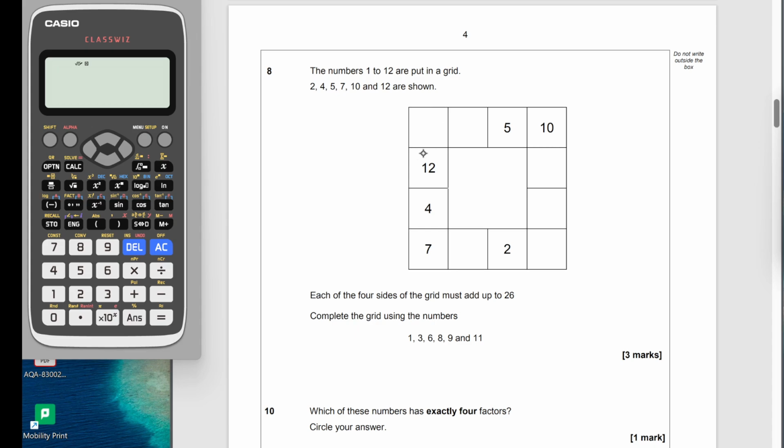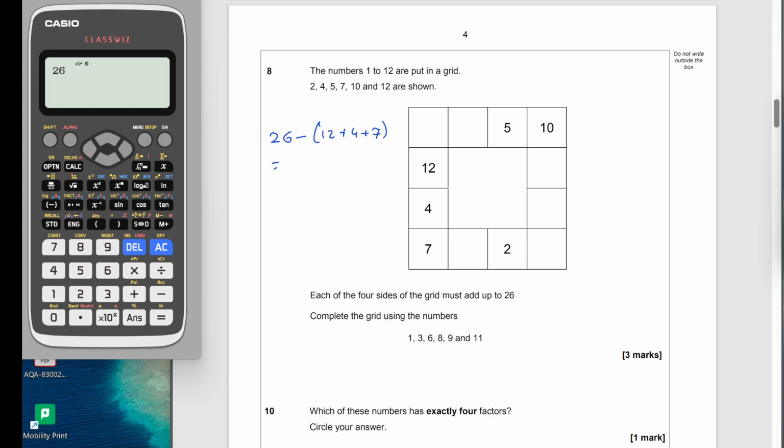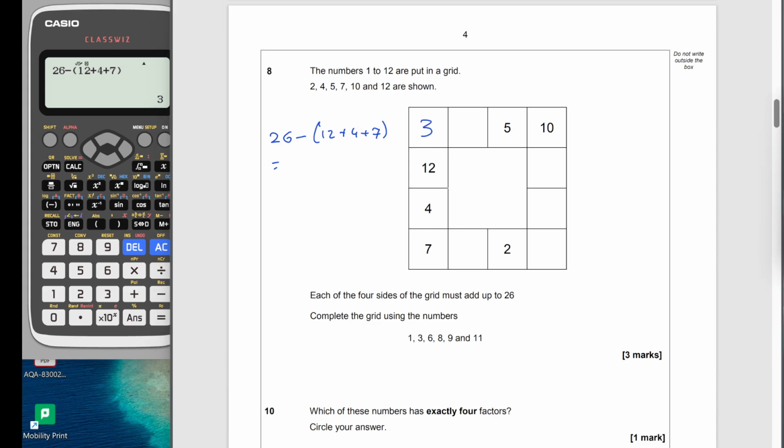Right, so the first one I'm going to do is this one, which I'm going to do by typing into my calculator 26 minus 12 plus 4 plus 7. So 26 minus, and I'll put it in brackets, 12 plus 4 plus 7, close brackets. So that missing, and I've messed up there. So that's going to be 3. So 3 is my missing value there. Right, so I'm going to cross 3 out there as well.